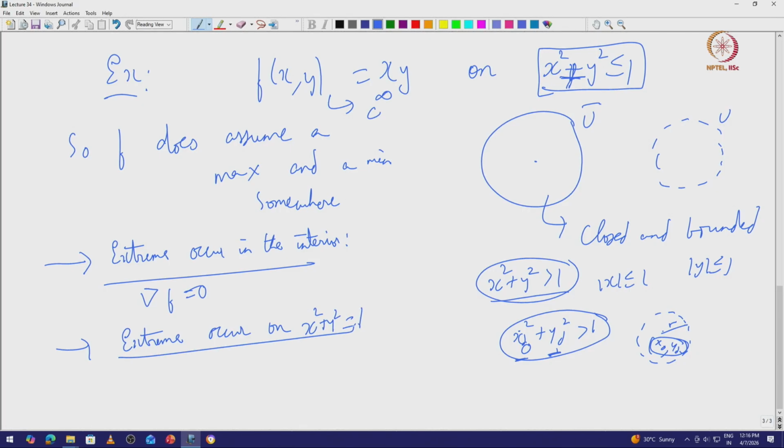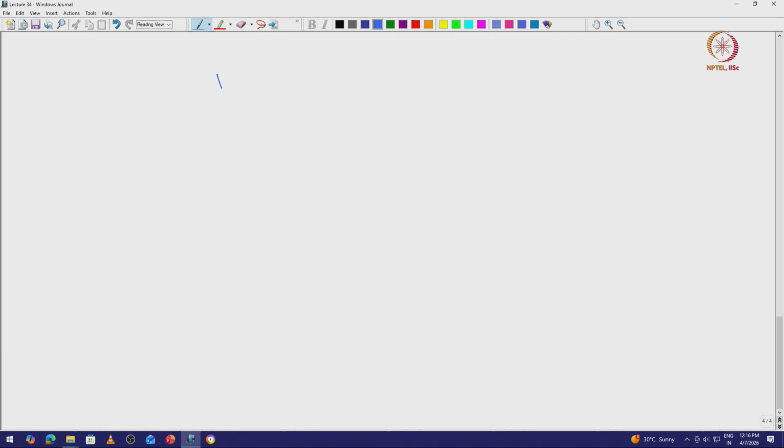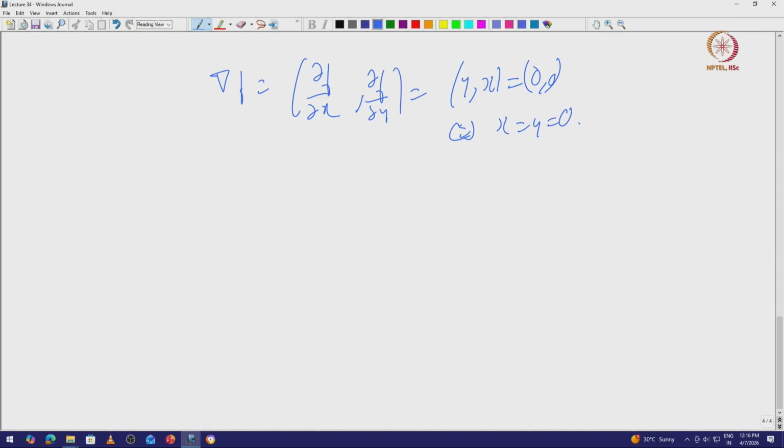Right. So let's compute the gradient of this function and set it to 0. What's the gradient? It's df by dx and df by dy, which is y comma x, which is 0, 0 if and only if x and y are 0. So there's only one critical point and it occurs in the interior. What's the value of f of 0, 0? It's 0. So let's record it and keep it aside.